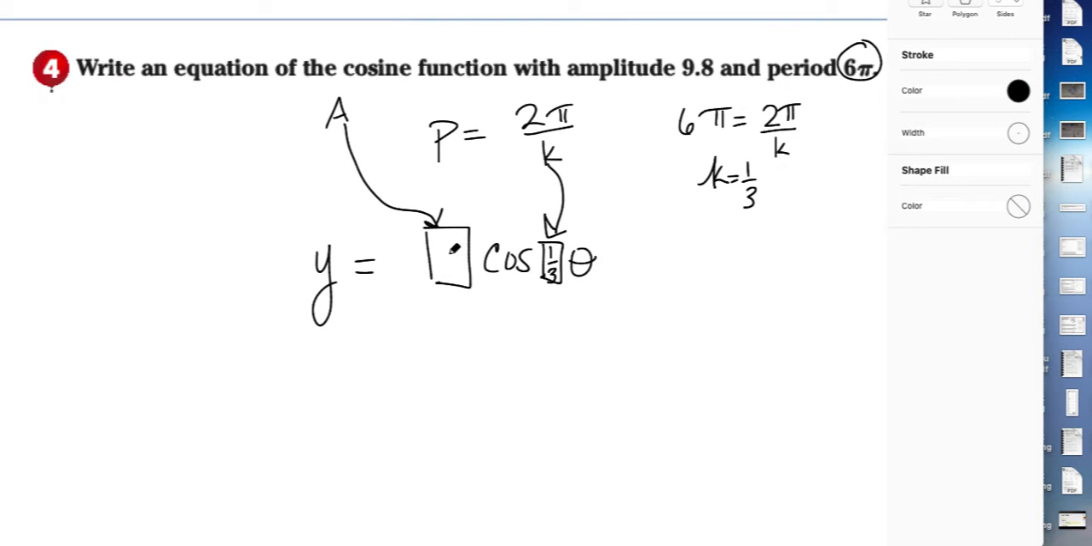And what is the amplitude? It's going to be 9.8. So it makes sense to write 9.8. Similarly though, I have to be honest, we could have had -9.8. That would also satisfy this particular question. We haven't talked about what happens with the negative, but you know what happens when we throw a negative in front of a function. We get a reflection in the x-axis, and that's something we will discuss a little bit later with these sinusoidal curves.